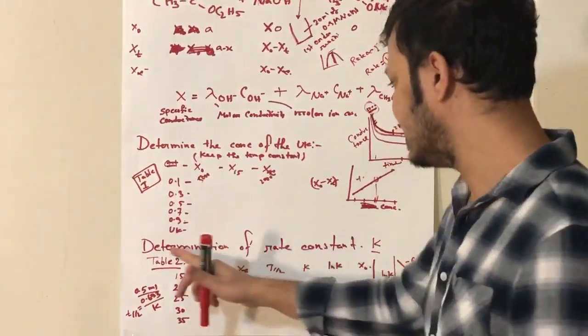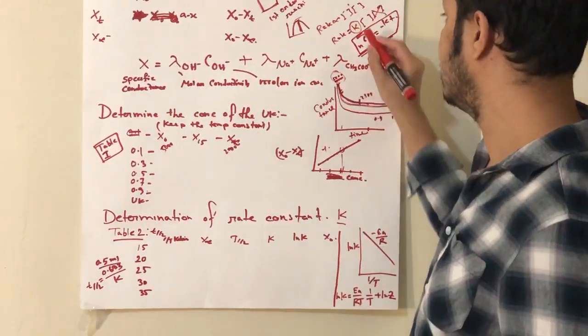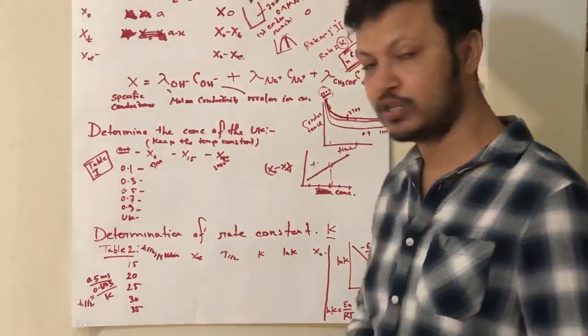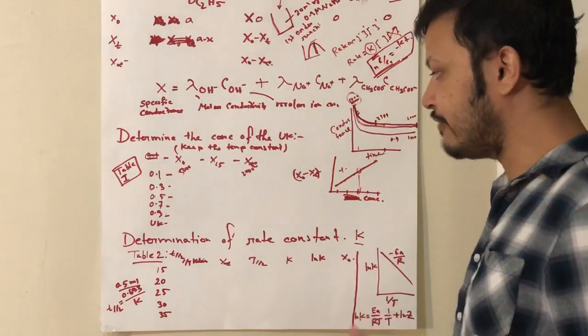Here another thing is the determination of the rate constant. What is the determination of the rate constant? K. As I said, what is K? K is only the proportional constant, the rate constant. So how can you find it out?